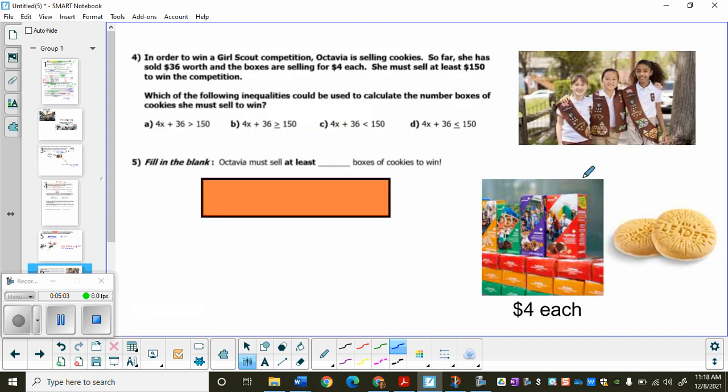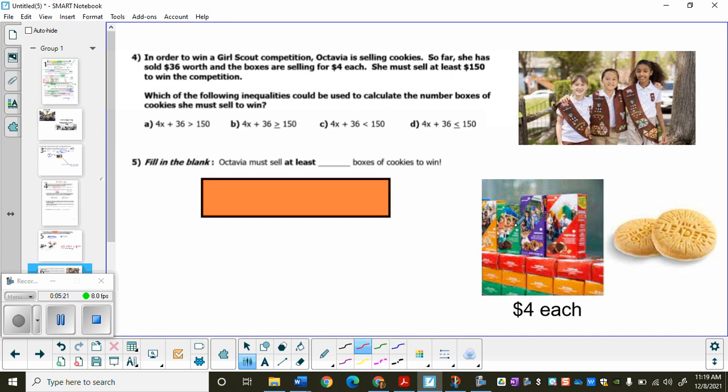And for number 4, I've got number 4 here on a separate screen. So in order to win a Girl Scout competition, Octavia is selling cookies. So far, she has sold $36 worth, and the boxes are selling for $4 each.